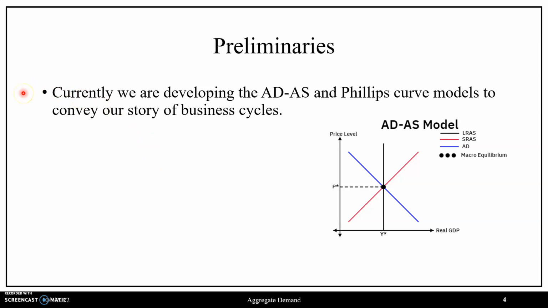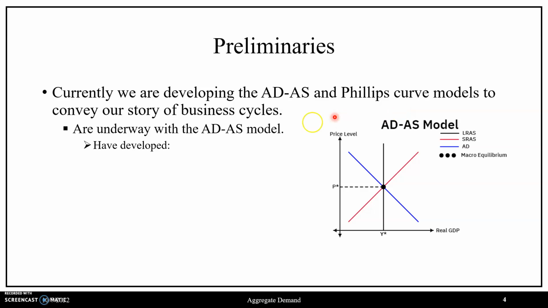With all this in mind, beginning with our preliminaries, currently we are developing the ADAS and Phillips curve models in order to convey our story of business cycles, where thus far we are underway with our development of the ADAS model, which we mentioned was a representation of the aggregate product market of an economy. In terms of this model's components, we have developed the long-run aggregate supply curve, which represents potential real GDP, as well as the short-run aggregate supply curve, which represents selling behavior by firms in the economy.